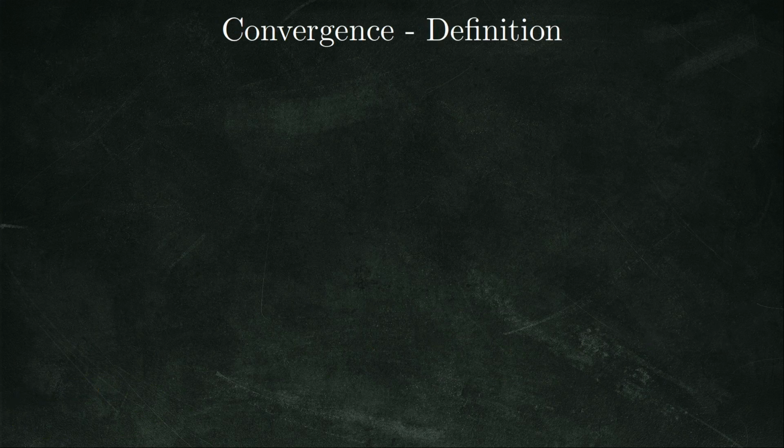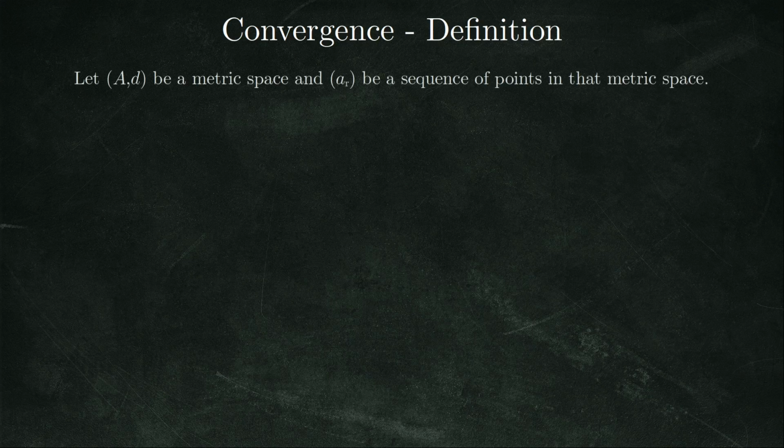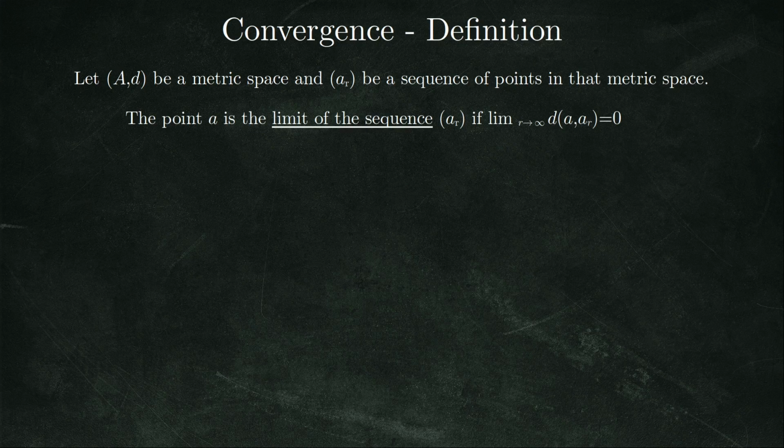We're now going to look at the proper definition of convergence. If (A, D) is a metric space and A_r is a sequence of points in that metric space, the point A is a limit point of the sequence A_r if the limit as r goes to infinity of the distance between A and the point A_r is 0. In other words, the distance between A and A_r gets closer and closer. In this case, we say A_r converges to A, or we can just write an arrow: A_r goes to A.